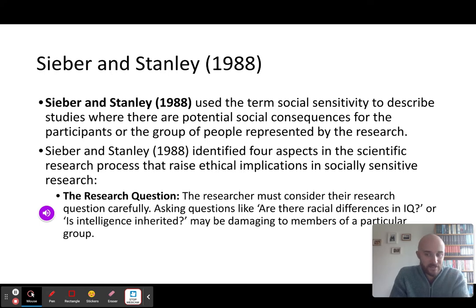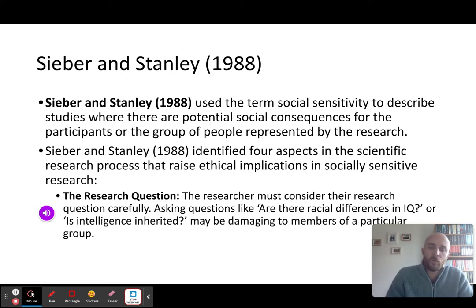So the first one is the research question. Again, this has got to be your AO1. You've got to consider your research question carefully and considerately. So you can't have any leading questions, right? For example, are there racial differences in IQ? You're kind of saying that there are. Or, are men more intelligent than women? That's a leading question. You're already biasing your piece of research, because people reading that will go, oh, I didn't think there was, but now you've said it, maybe there is.